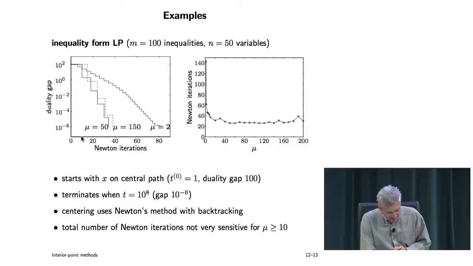But let's take a pause and just run the method and see what it looks like. So here's the method. Here's an inequality form LP, and what's crazy about it? So this is 50 variables.